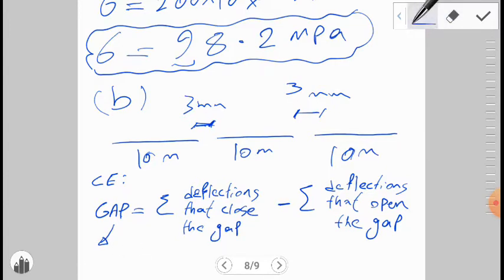Deflections that close the gap are the thermal deflections. In fact, thermal deflections close the gap. We need to find the thermal deflections for each member, in each track, 10 meters length. We can find delta L is equal to alpha S delta T L.